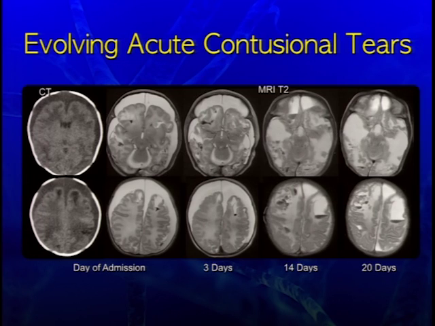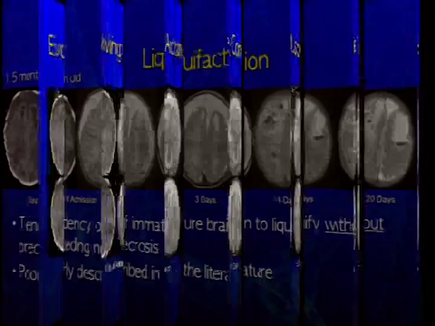So you see this evolution and sort of the liquefaction and almost dissolving of the brain without any additional ischemic injury features on the diffusion-weighted imaging.